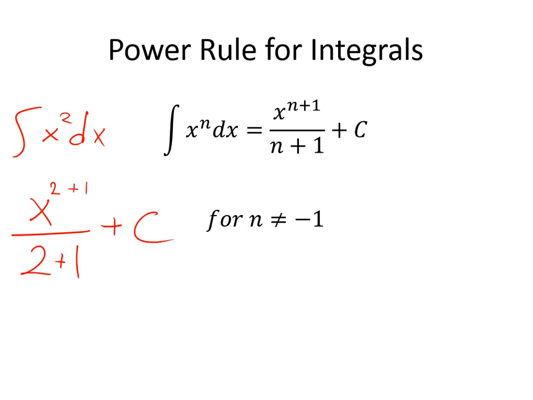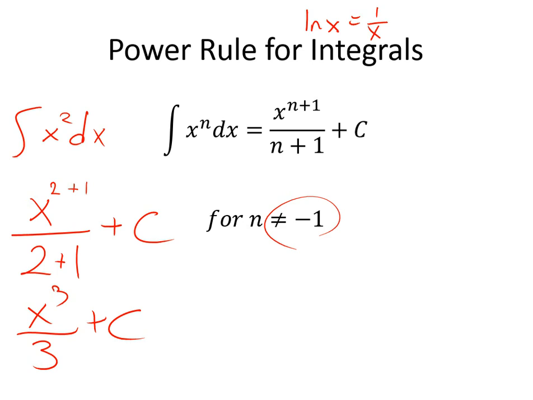Plus c. And then you simplify. This would be x cubed all over 3 plus c. Right. And again, we can't do this with -1 because remember, to get -1, we take the natural log. If the derivative of natural log of x is 1 over x, which is x to the -1, then we can't use this rule if n is -1. If it is, then we go back to natural log.